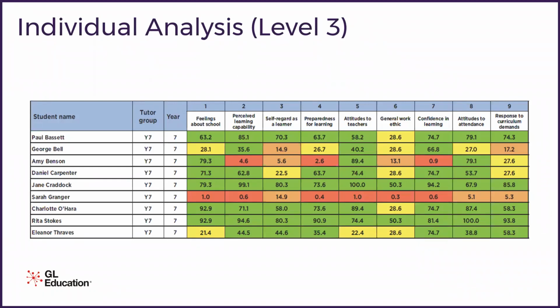The final part of the report, level 3, looks at individual and item level analysis. When looking at the individual analysis, think about what is going to be most useful to you. Your eye is drawn to the students with reds or ambers across the board, but you will probably know them already and may already be working with them.